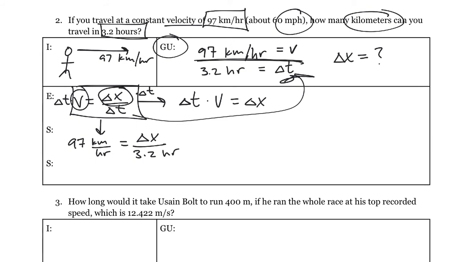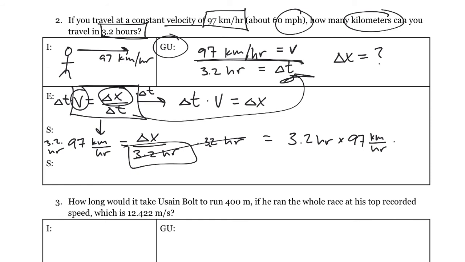But now we have to do the same algebraic steps, just with numbers instead of letters. We've got 3.2 hours in the bottom. We don't want it there, so we have to multiply on each side. And when we multiply, those go away, and we end up with 3.2 hours times 97 kilometers per hour equals delta x. And then we just have to type in those numbers to a calculator. And when I type them in, I get 310.4.